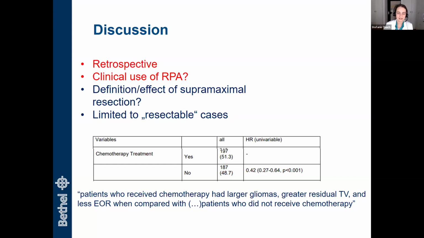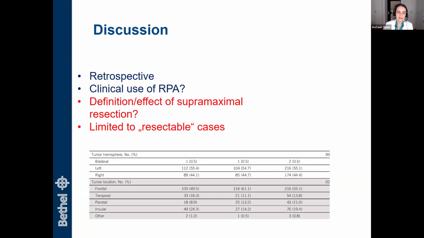I would question the clinical use of the RPA, because I cannot see in the clinical context grouping all low-grade glioma patients into these groups to prognosticate them, because we will probably continue to look at astrocytoma and oligodendroglioma independently. The definition and therefore effect of supramaximal resection is, of course, I think a matter for further debate.